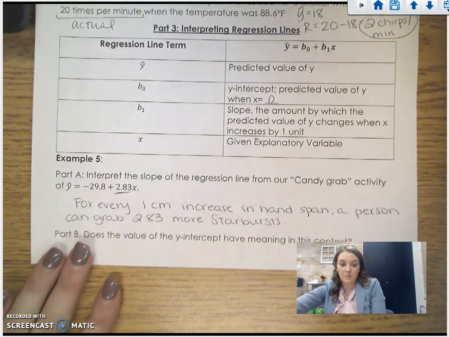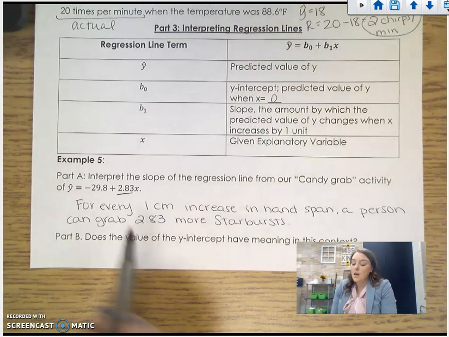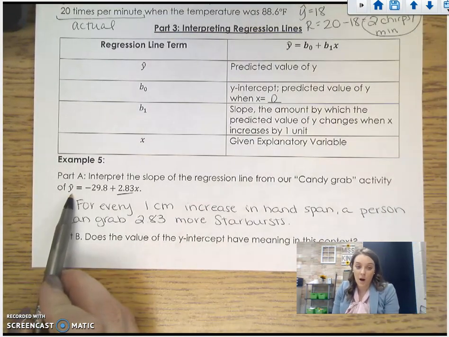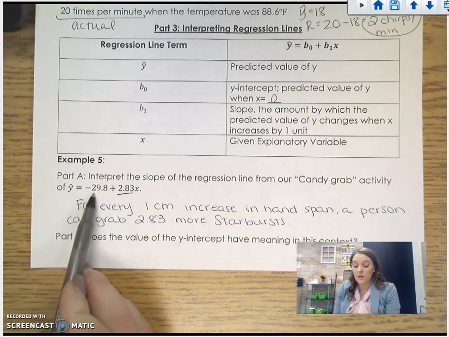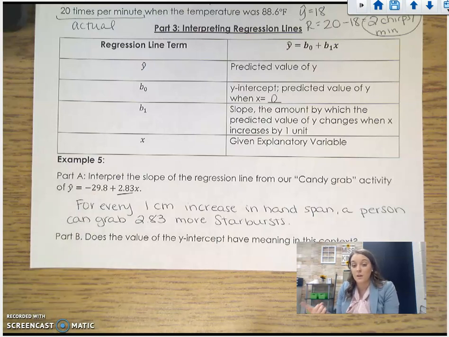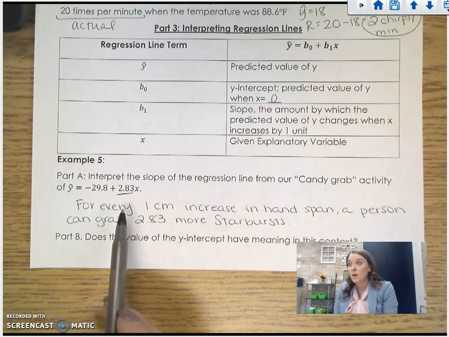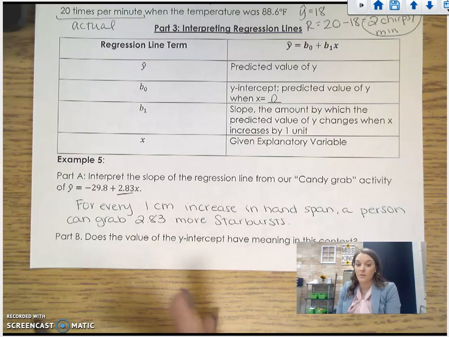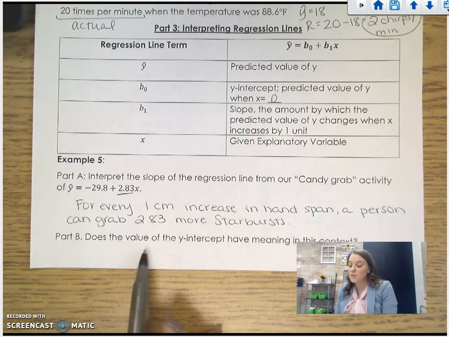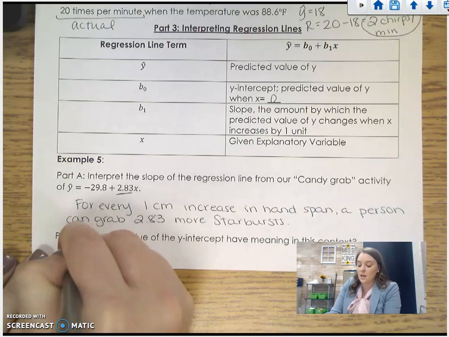So my y-intercept is negative 29.8, and if you think about the unit of y, the unit of y is starbursts. And so if you have a hand span of 0, you could grab negative 29.8 starbursts, and that doesn't make any sense. First of all, you can't grab negative starbursts, and second of all, you wouldn't have a hand span of 0, and if you did, you'd be grabbing 0 starbursts because you wouldn't have a hand. So part B, does the value of the y-intercept have meaning in this context?